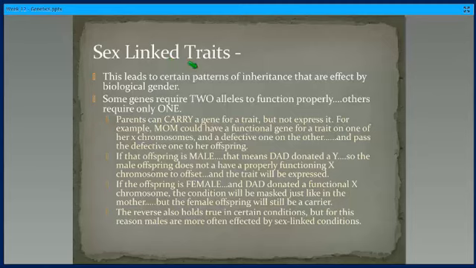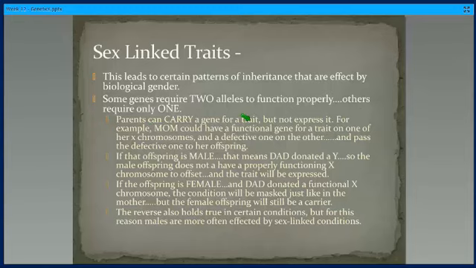Now, some genes, you have to have two functioning pairs for the proper trait to be expressed, for the proper thing to happen, to develop properly. Some genes, you have to have two functional alleles. Some, you only need one. So as long as you get one from mom or from dad, you're good. But if you don't, you could run into problems.